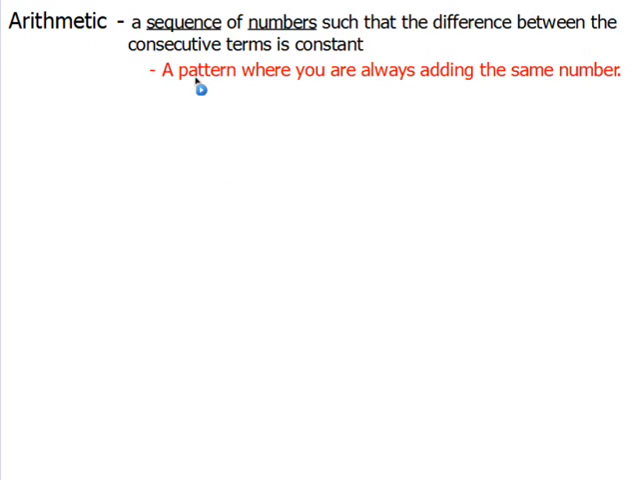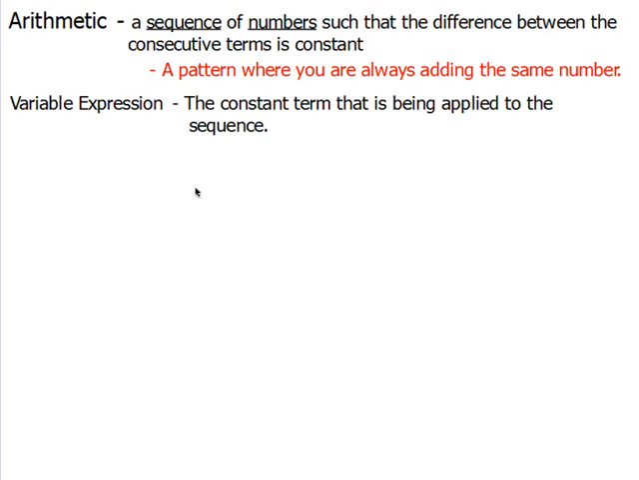be an arithmetic sequence. So next thing is a variable expression. A variable expression is just the constant term that is being applied to the sequence. So if you were adding 2 every time, plus 2 would be your variable expression. If you were adding a negative 5 every time, your variable expression would be plus a negative 5.